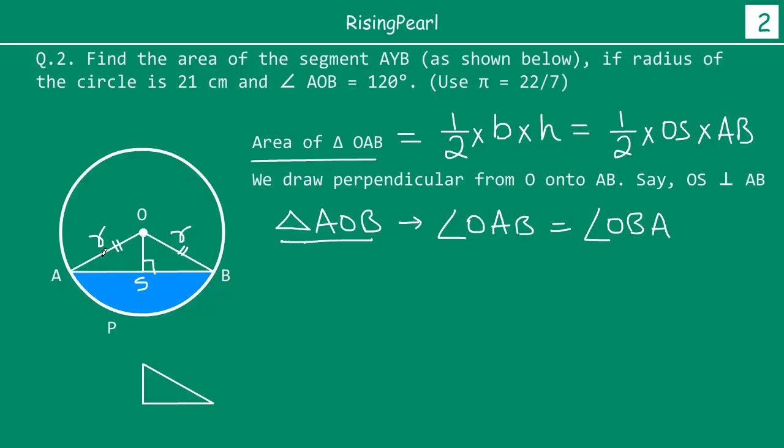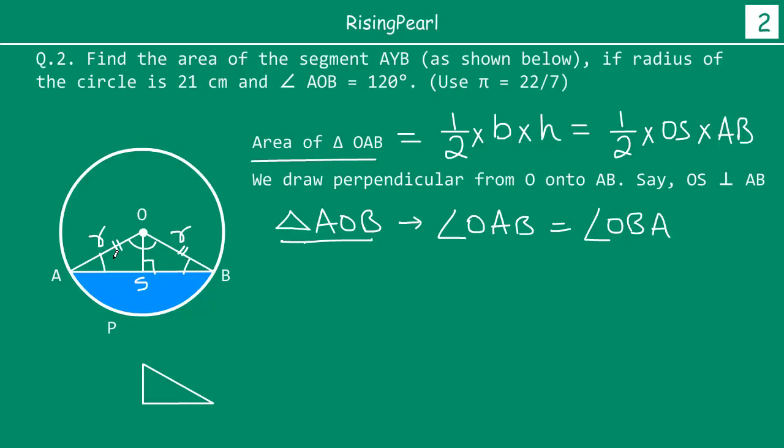So these two angles should be equal, because if I look at the whole triangle AOB, these two sides are equal, so these two angles must be equal. So now the sum total of three angles, this plus this plus this, should be equal to 180 degrees.